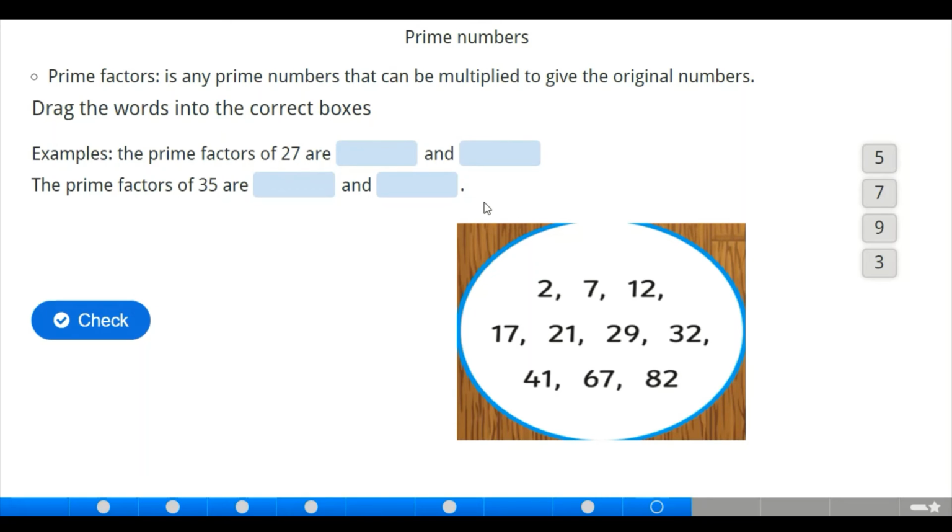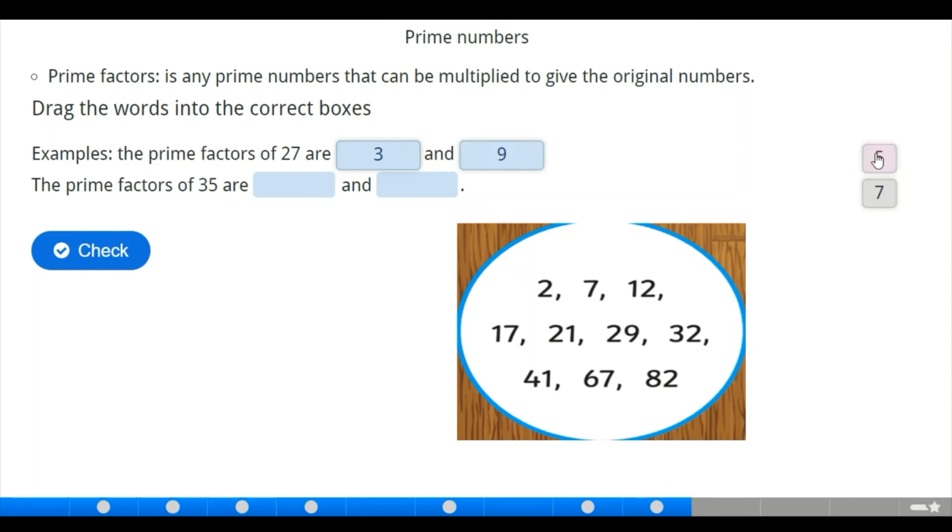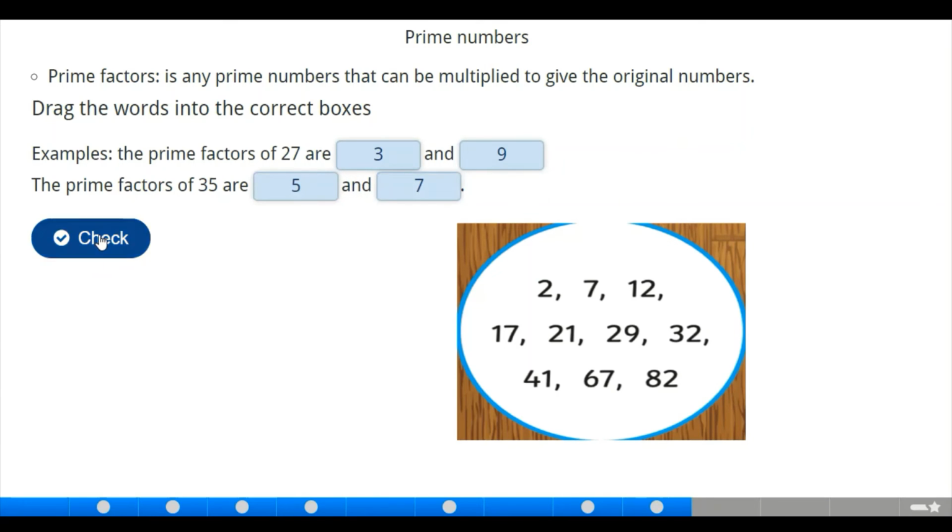So the prime factors of 27 is going to give us 3, and we have 9. Let's look at the next exercise. The prime factors of 35 are what? That should be 5 times 7. By the time you multiply 5 and 7 together, it will give us 35. So prime factors of 35 are 5 and 7. So let's check if we are right here.